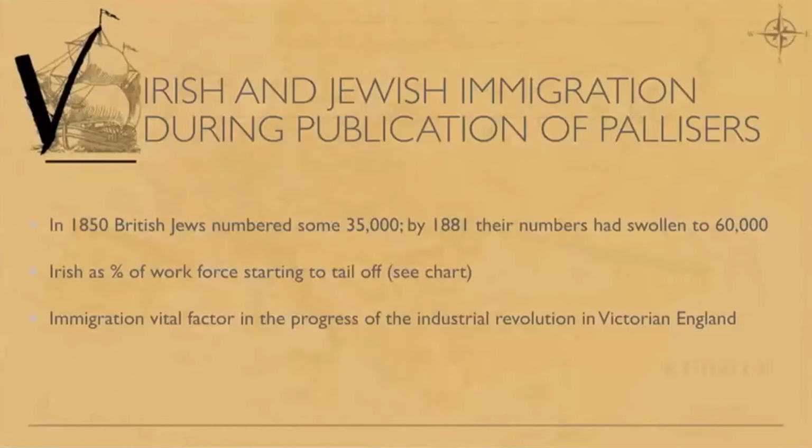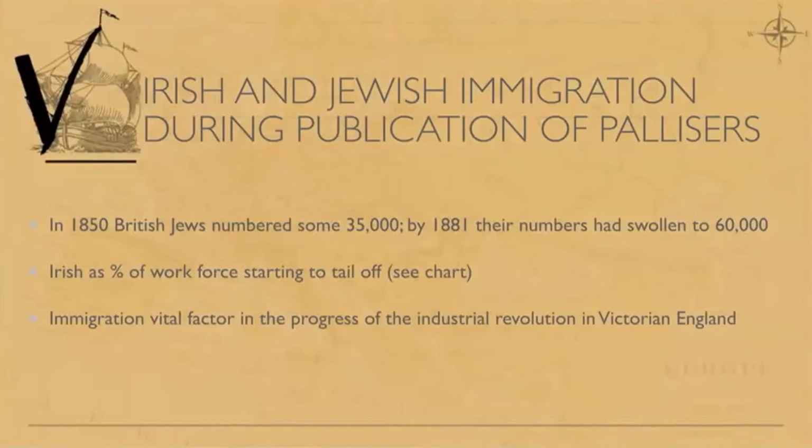So how relevant is the use of data analytics techniques to exploring the nuances in Trollope's depiction of Irishness and Jewishness within these novels? During the period that he produced the Palliser novels, there was a very distinct increase in the number of Jewish Britons, Jewish people living in Britain.